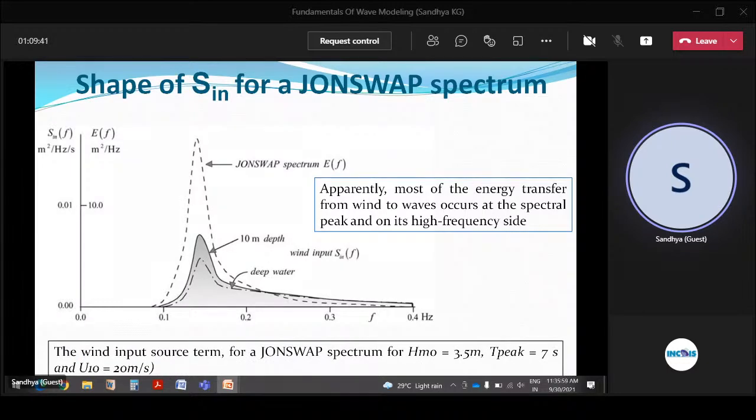Now, we will just see what is the effect of each of these terms, like the source term. So coming to this wind growth term, this is a standard JONSWAP spectrum for a wave height of 3.5 meters. This figure may not be up to scale, but this is a standard JONSWAP spectrum, and you can see this shaded curve. This is the S input term contribution for a shallow water 10 meter depth case, and this is the contribution of the S input term for a deep water case. So you can see that in shallow water it contributes a little more. Now the shape, I mean the curve, the contribution is always positive.